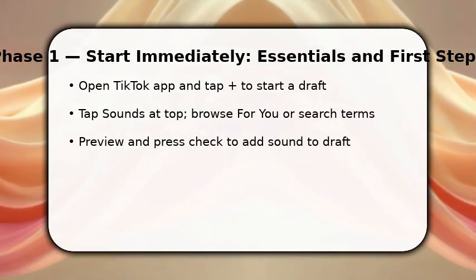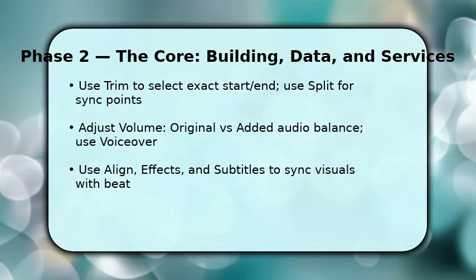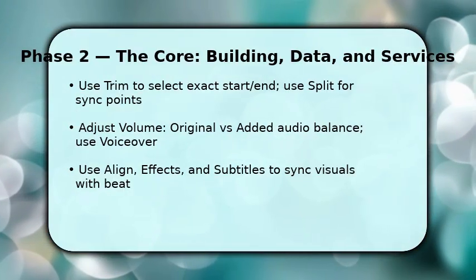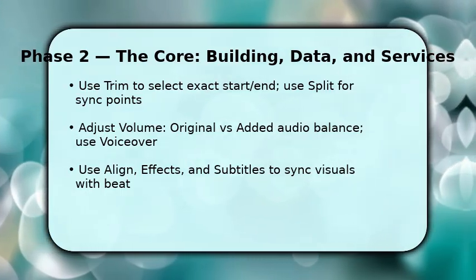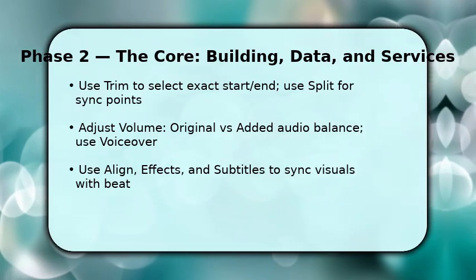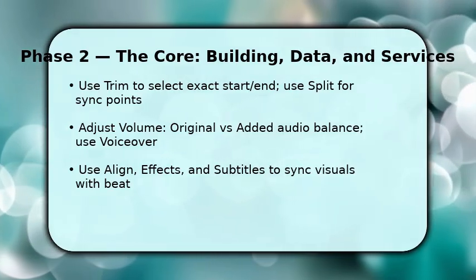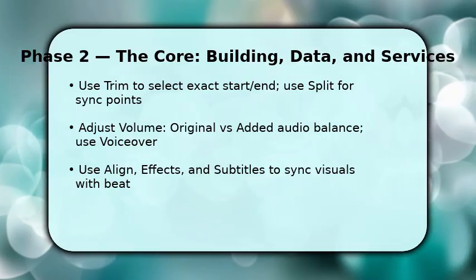Once the sound is attached, you dial in timing and balance. Tap Edit to trim the clip, selecting the exact start and end. Use Split to place sync points for cuts or transitions. Then adjust volume, choose between original and added audio, or add a voiceover to speak over the track.